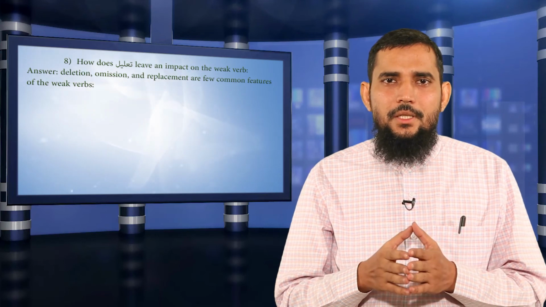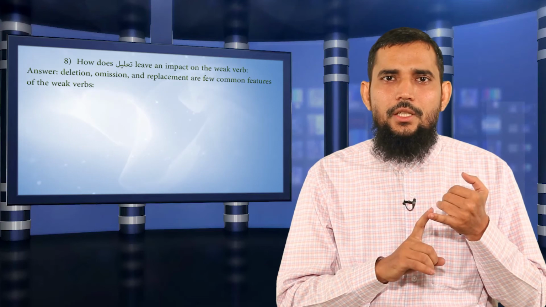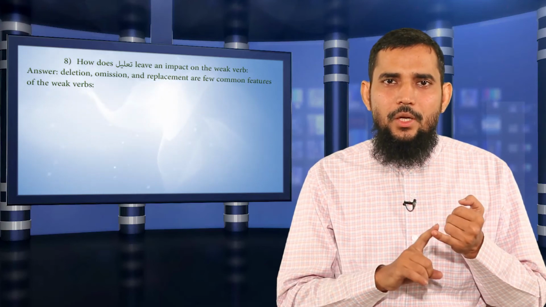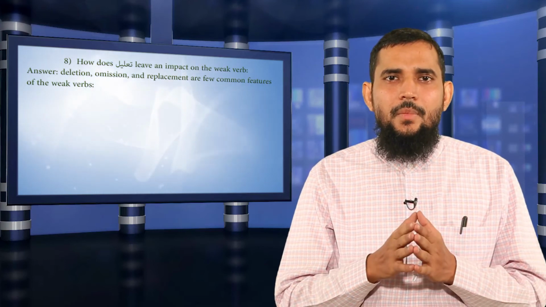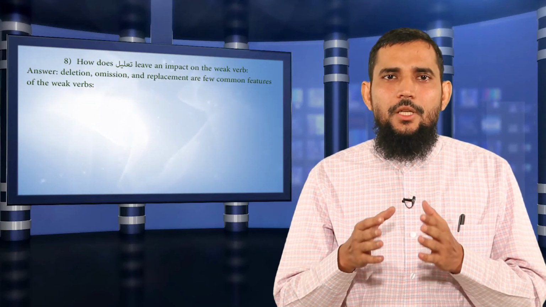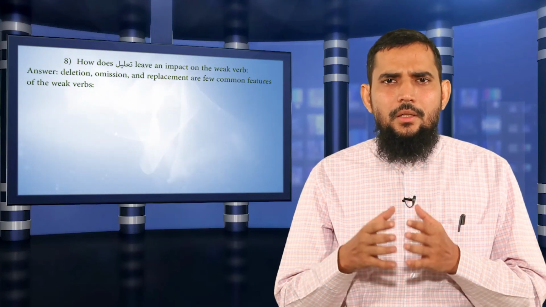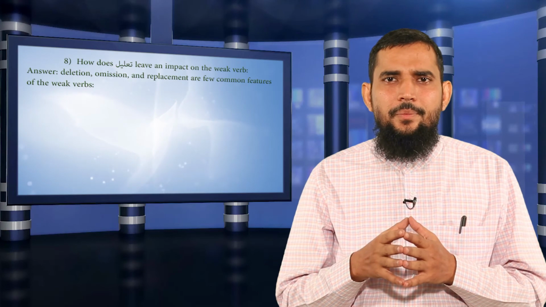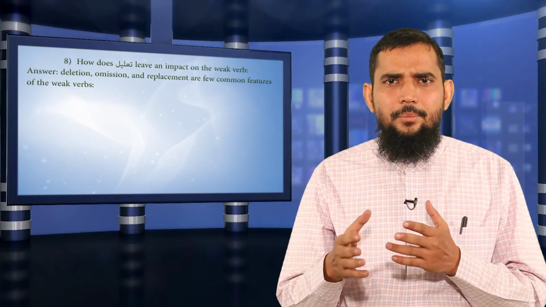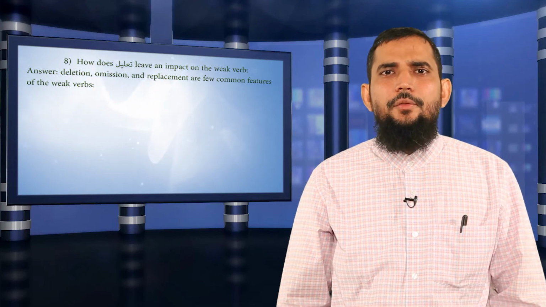How did it happen? It happened due to deletion. The waw has been deleted, so there is no waw and there is no alif. Now there are only the consonants qaf and lam, qul. So deletion, omission and replacement are a few common aspects of ta'lil that have a very visible impact on the weak verb. I'll give you a few more examples.